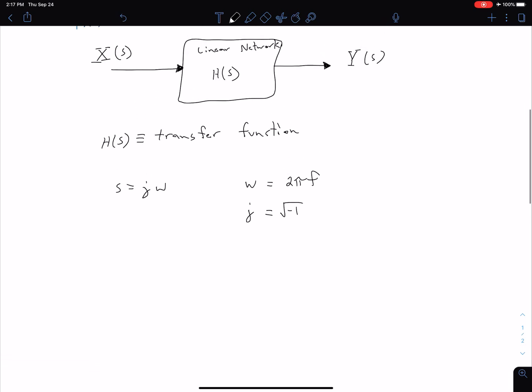Okay, so now coming back to this linear network. So this H of s is actually going to dictate the relationship between that input and output.